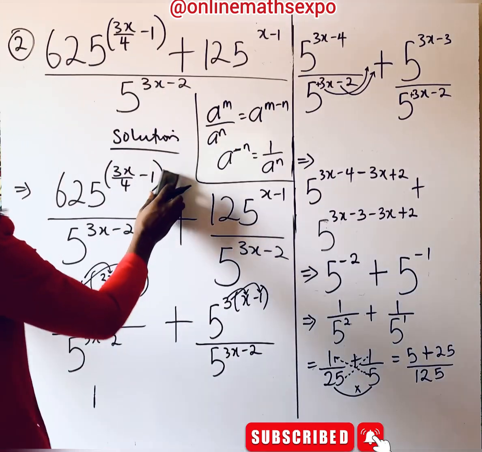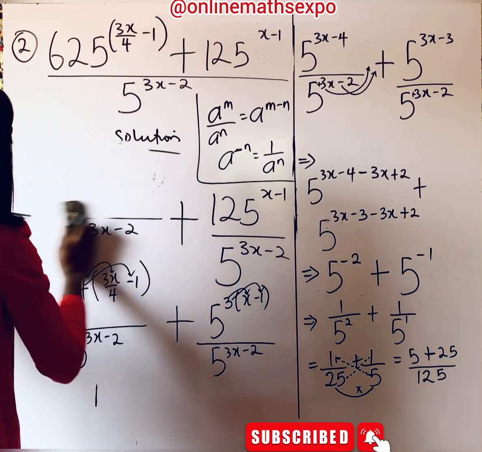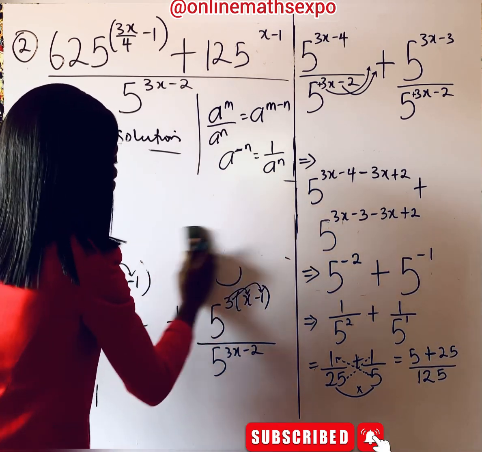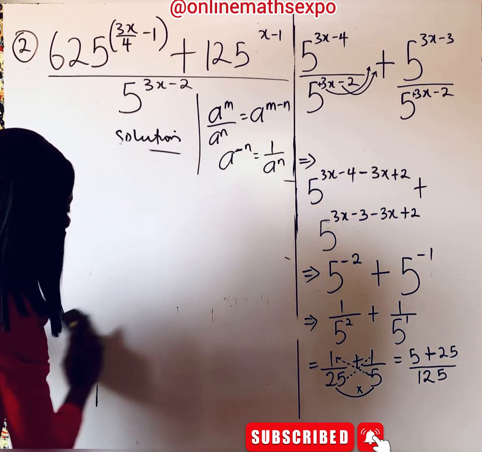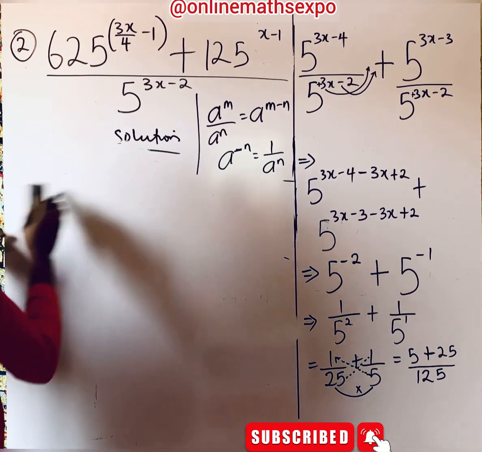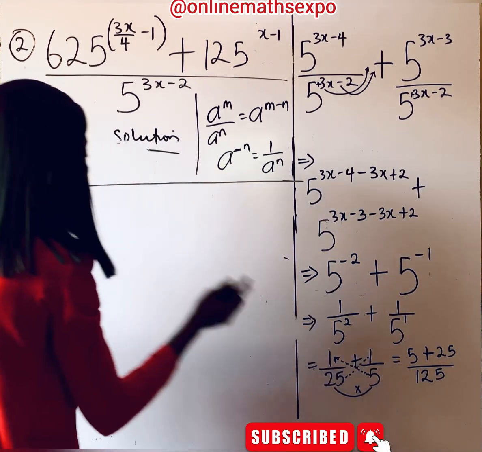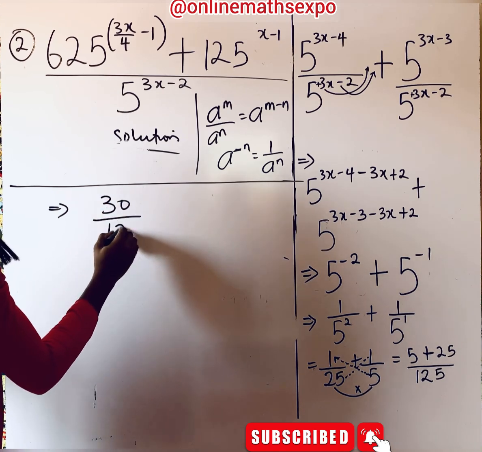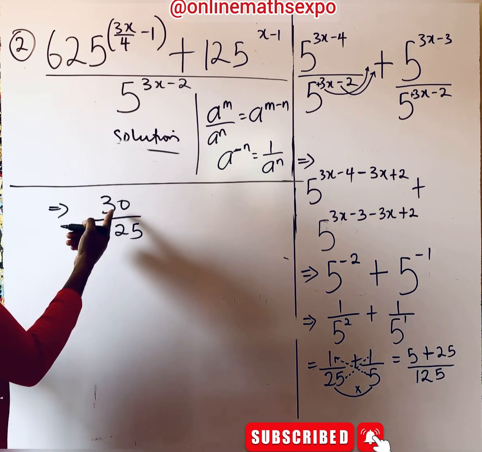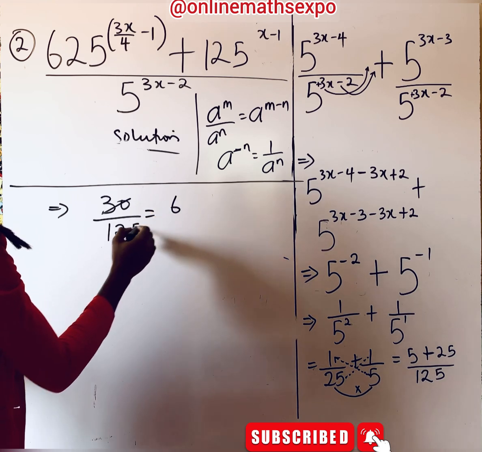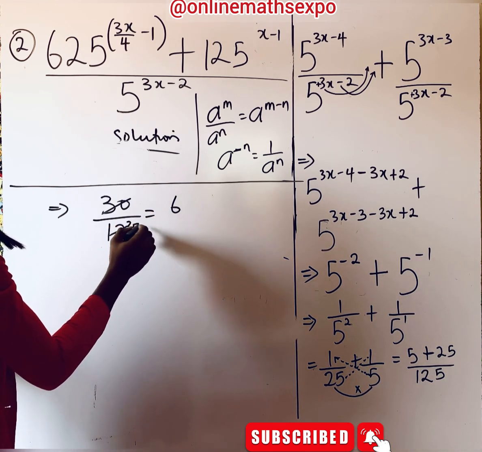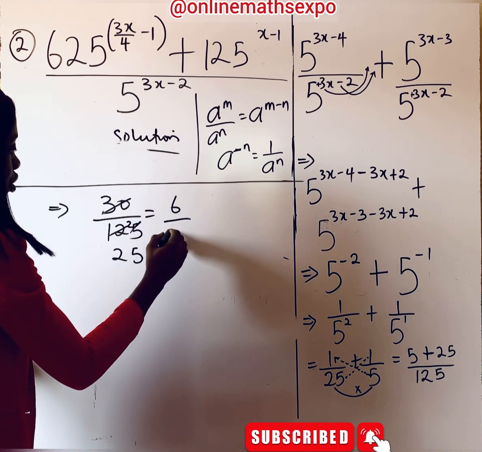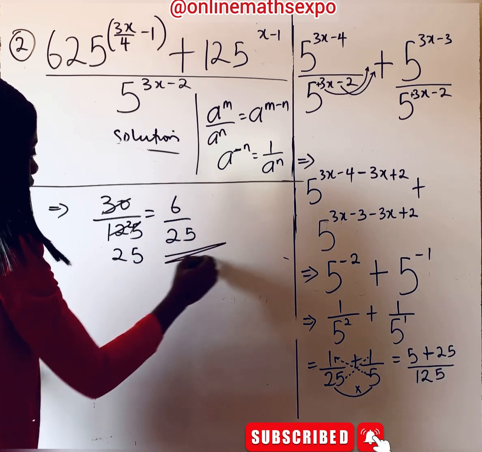So we can conclude it here to now have 30 over 125. And you know that 5 can go here to give us 6, and 5 here is 25. So we have 6 over 25 as our answer.